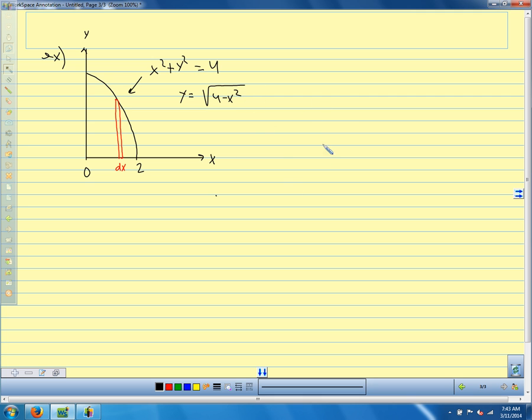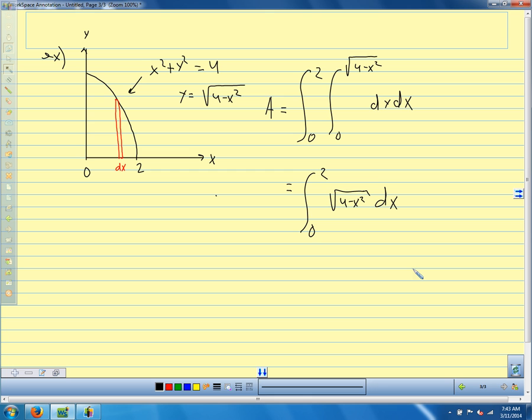So when we set up our integral, we get the integral from 0 to 2, the integral from y varies from 0 to square root of 4 minus x squared, dy dx. And when we evaluate that first integral, we just end up with y. We're evaluating y from 0 to square root of 4 minus x squared. So we end up with the integral from 0 to 2 of square root of 4 minus x squared dx. What do we have to do here to evaluate this integral? This is going to be a trig sub.